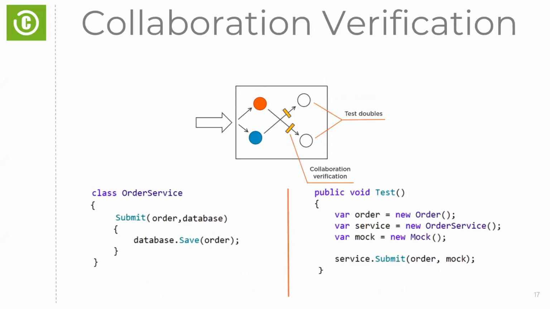As the name depicts again, multiple services on the system interact and collaborate with each other, and we can verify them together. For example, you can see we have an order class, a service class, and a mock class, and we instantiate them, and then we invoke the service class method submit, and pass the order and the mock instantiation into it, and then we are achieving saving the order in our database.